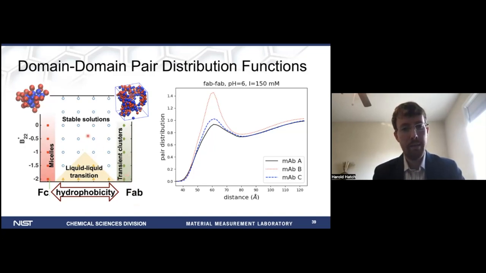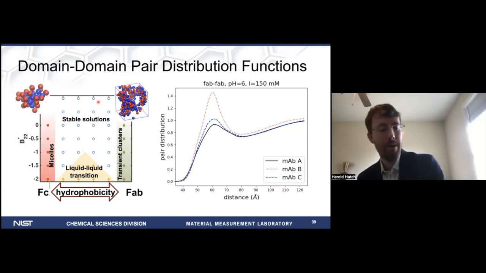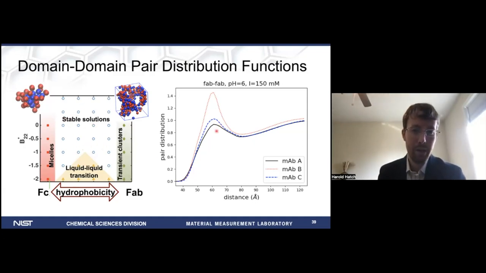And if the Fc and Fab are equally attractive, then you can get things like liquid-liquid phase separation. Anywhere else in there, we would hope for a stable solution. These candidates all had the same Fc and different Fabs, but if mAb B has a much higher Fab attraction, then it seems more likely to be in this transient cluster region than the other ones.